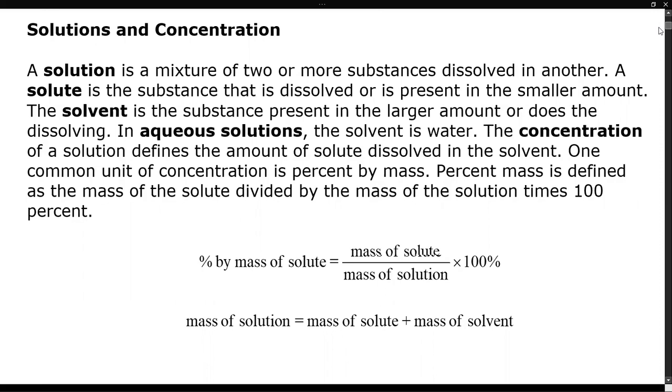If water is the solvent, then we call that aqueous. Concentration defines the amount of solute dissolved per amount of solvent. A common unit of concentration is percent by mass, and it's defined as the mass of the solute divided by the mass of the solution times 100%, where the mass of the solution is the mass of any solute plus the mass of the solvent.